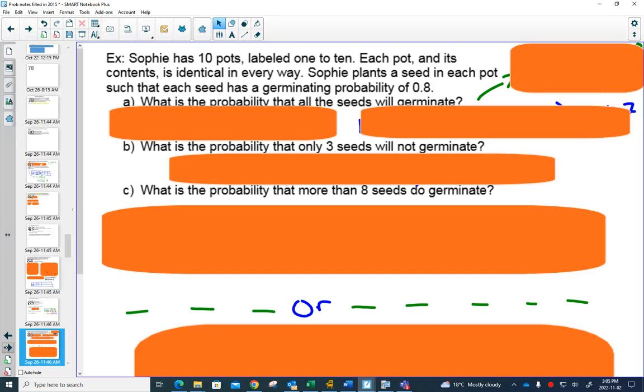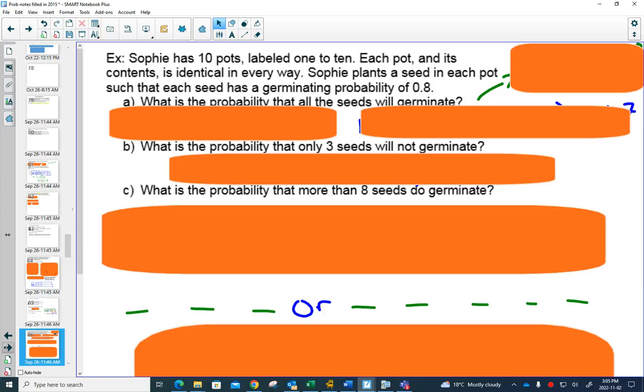Sophie had 10 pots, labeled 1 to 10. Each pot and its contents is identical in every way. She puts a seed in every pot. And the seeds have a germination probability of 80%. Is it possible that all the plants grow? Yes. Is it possible that none of them grow? Yes. How likely are those things?